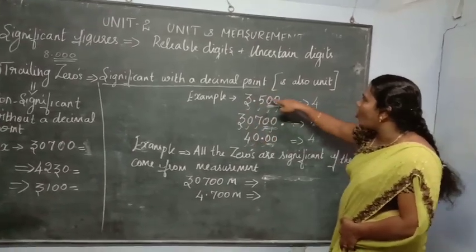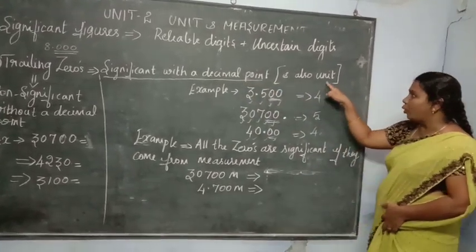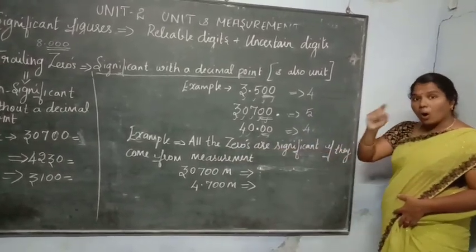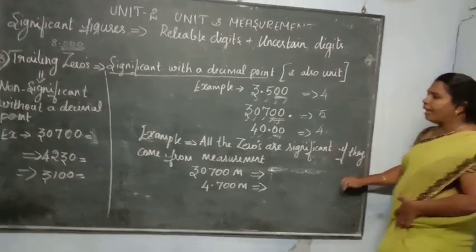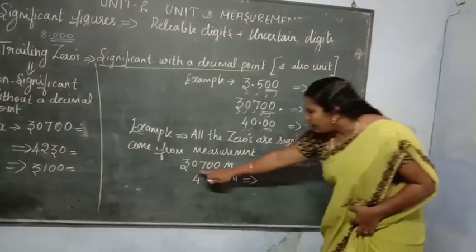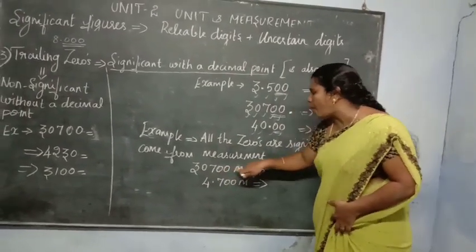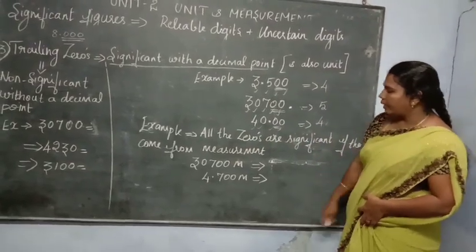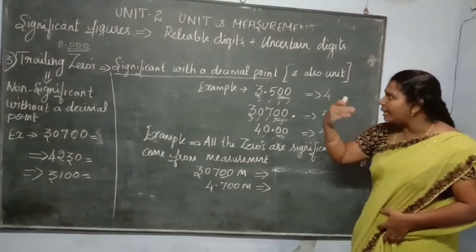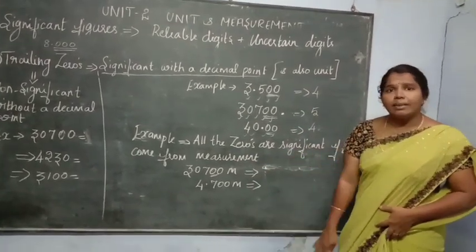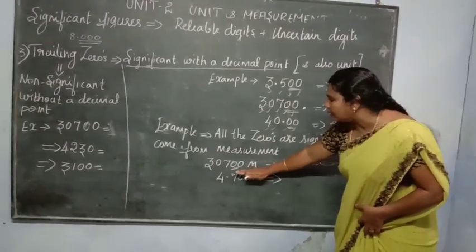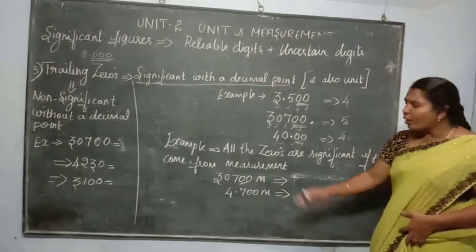See here, these are followed by decimal points. Another one I will give with a unit. All the zeros are significant if they come from measurements. See here, 30700 meter. Then we find these are the trailing zeros. If a trailing zero is followed by either a decimal point or a unit, it is significant. Here it is followed by the unit. It implies meter, giving a length in the unit meter. So it is significant.